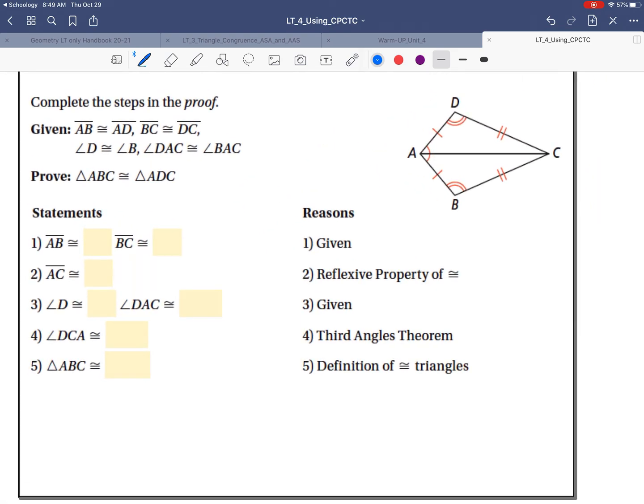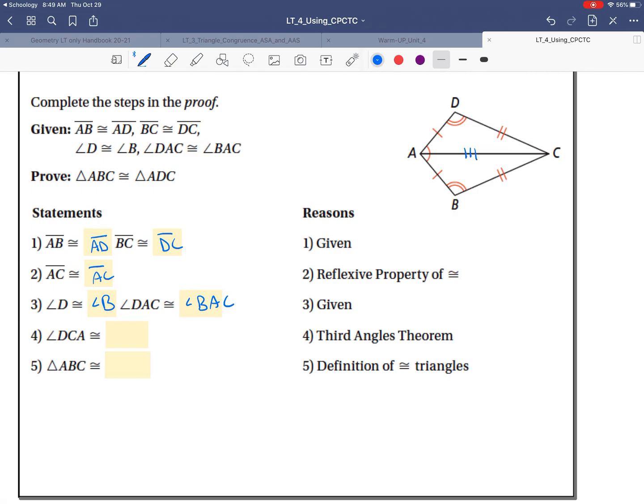Corresponding parts of congruent triangles are congruent. Here we have a little bit of the statements. Some of the statements are not marked. The first part is from the given, so AB is congruent to AD. BC is congruent to DC. Down here, line 3, I had another given, so angle D is congruent to angle B. And I'm noticing all these are marked on the diagram as well. Angle DAC is congruent to angle BAC. Going back up to line 2, by the reflexive property, you can see that AC is congruent to AC.